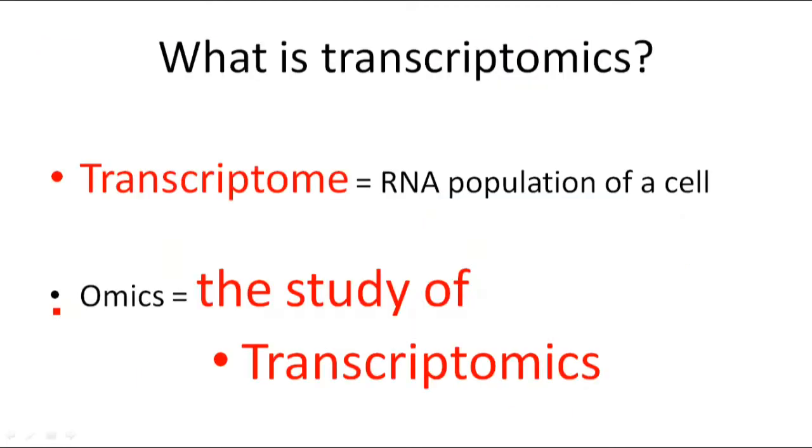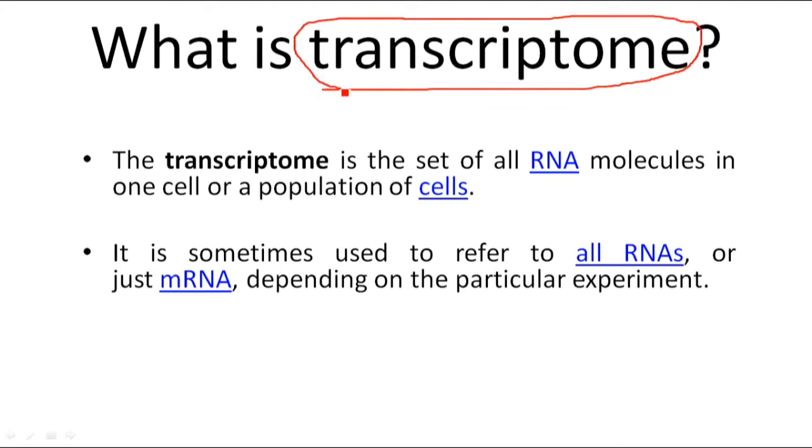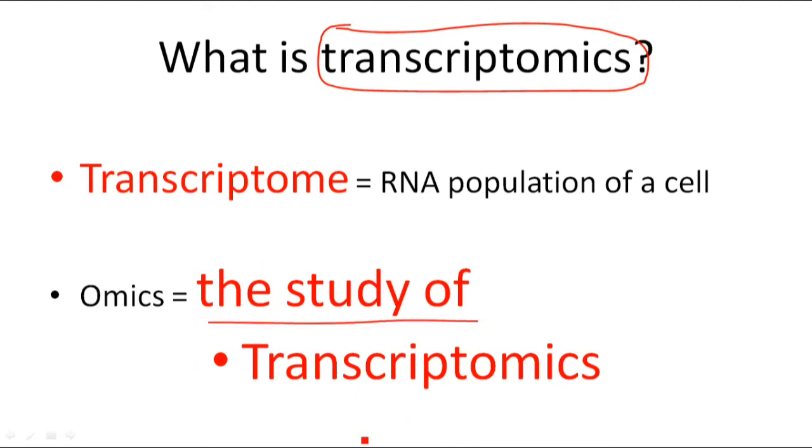We'll move on to the next slide. What is transcriptomics? In the previous slides, I showed you what the transcriptome is, but now we are going to see transcriptomics. See the difference? The transcriptome refers to the RNA population of a cell or population of cells. The word omics stands for the study of. So the study of the RNA population of a cell is called transcriptomics. Very simple.